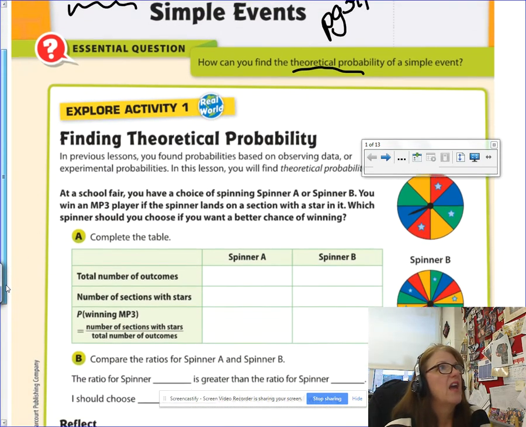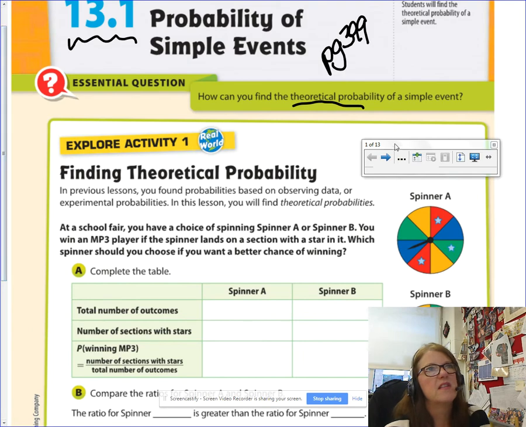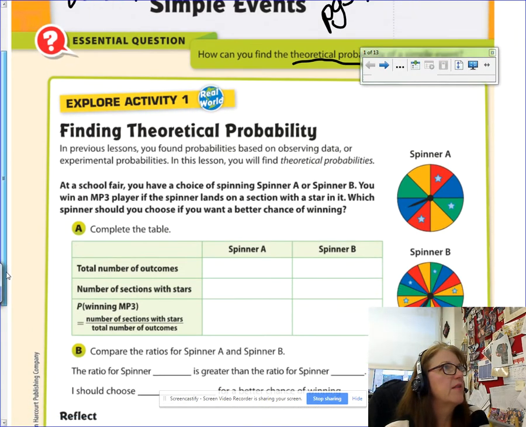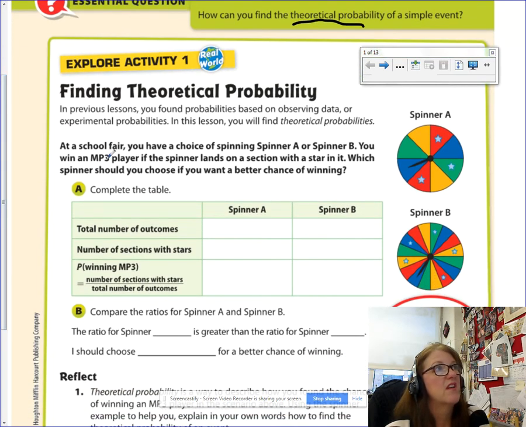So as we look at this first one, let's say you're at some sort of carnival or the school fair, and apparently you have the chance to win an MP3 player, or some sort of fancy electronic gadget that you've deemed you simply must have. So you have a choice of these two spinners, A or B. You win if the spinner lands on the spot that has the star designated on it. So it doesn't even matter the color, just the star. So let's take a look at figuring out which one really is the best bet.